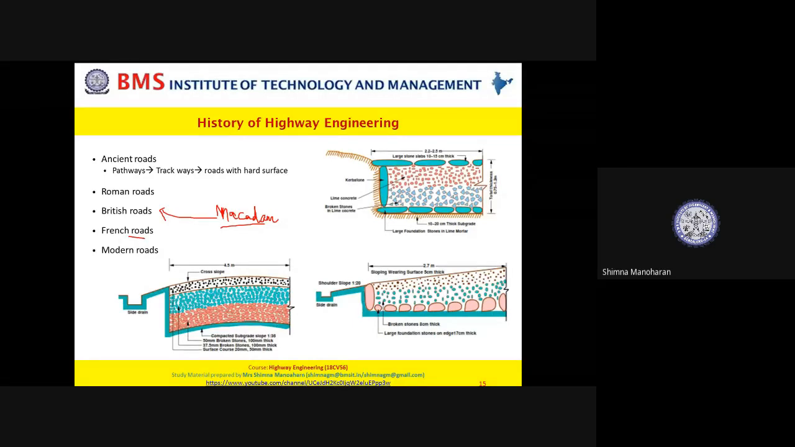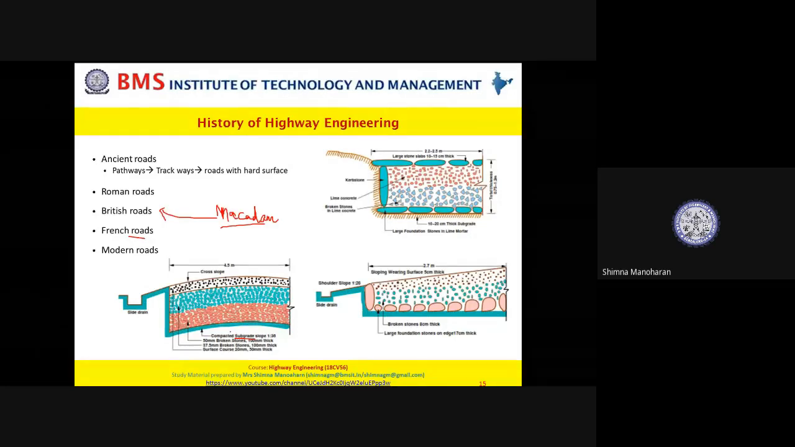Here you can see the difference, right? This is the Roman road, this is the French road, and this is the British road. Here again, all the layers are compacted. Rather than providing large foundation stones at the bottom or at the top, he gave compacted broken stones. If you look at the subgrade, it was a compacted subgrade. Then you have 50 mm broken stones, then 37.5 mm broken stones, and then the surface course. A cross slope was given to allow drainage, and the total width was 4.5 meters. This experiment you will be conducting in your lab.